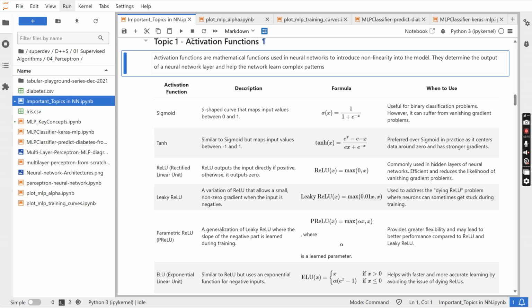So basically what activation functions do is they take the input and determine whether the output should be allowed or not, and while doing so they introduce non-linearity into the model. This is the most important part of why we use activation functions.